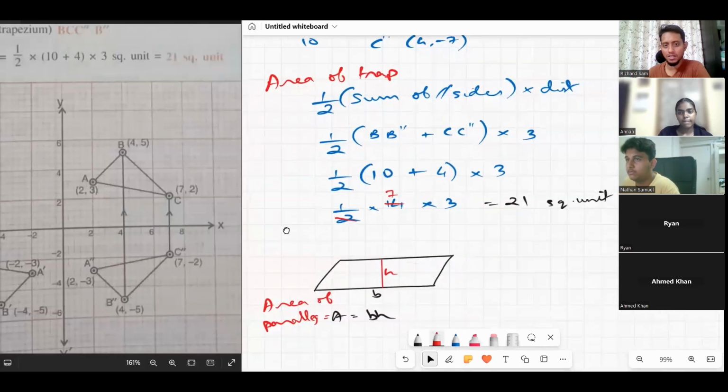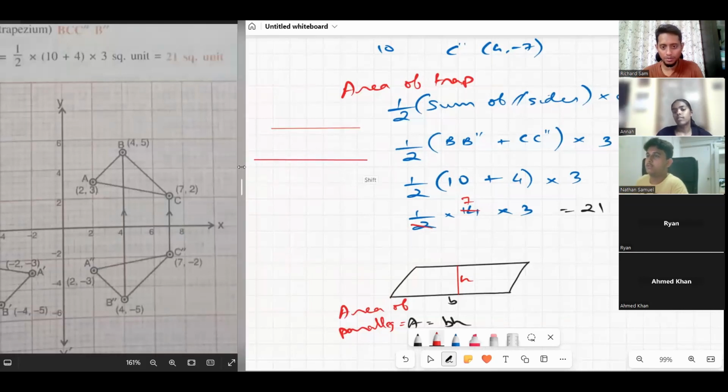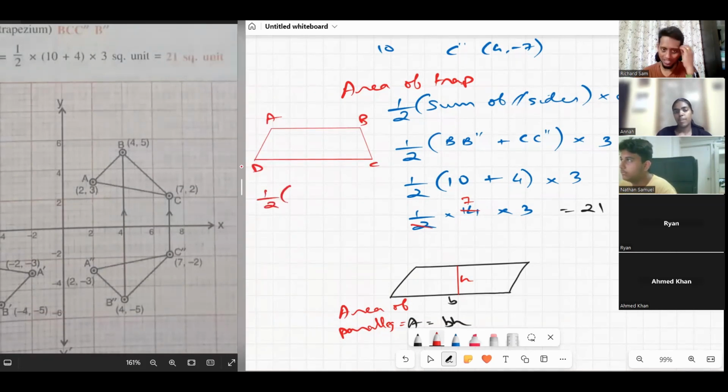Did you get it or not? If I'm drawing a trapezium here, A, B, C, D, so what's the formula? Half into, which are the parallel sides here? A, B, and B, C. So sum of that is AB plus CD multiplied by the distance between them.